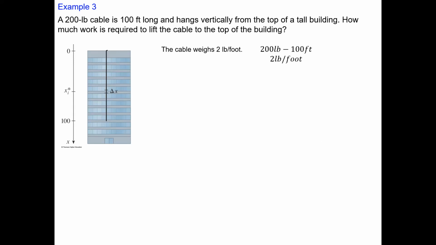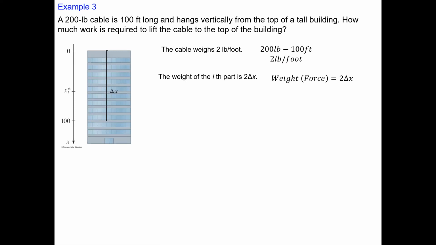The cable weighs 2 pounds per foot. How did I calculate this? It was 200 pounds per 100 feet, so when we simplify, it's 2 pounds per foot. That's actually the force; the weight is the force. And the distance that we're moving is delta x.